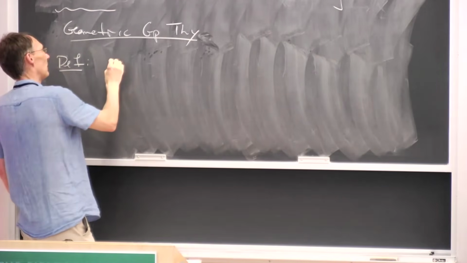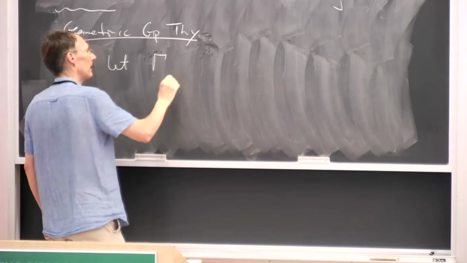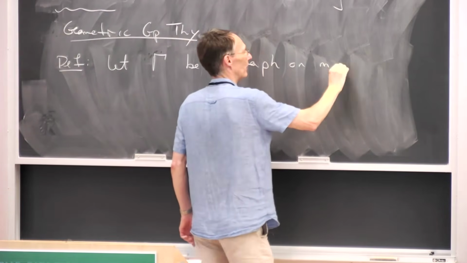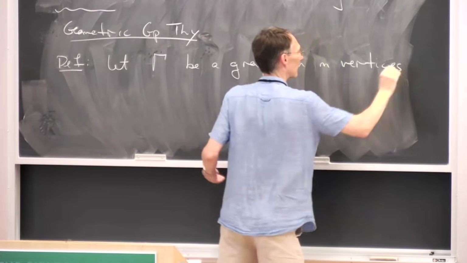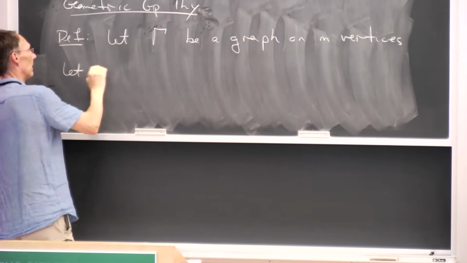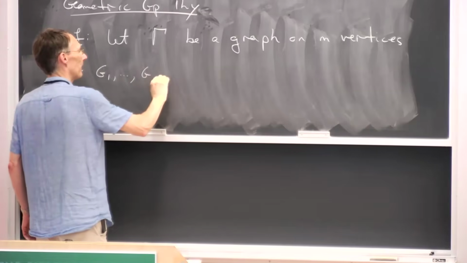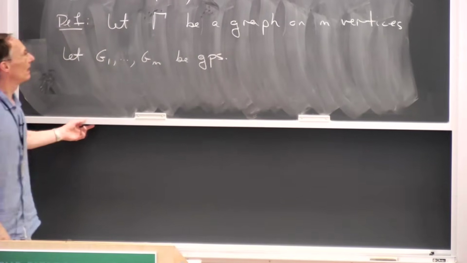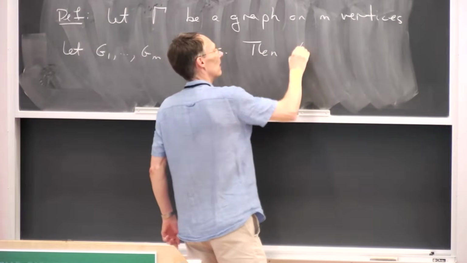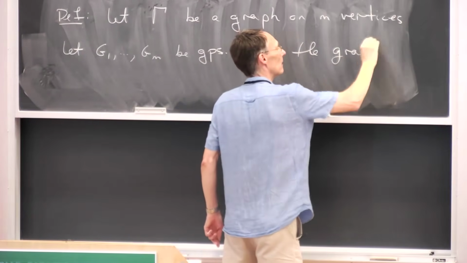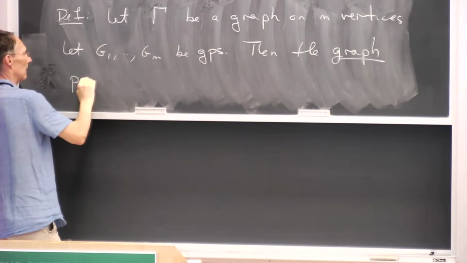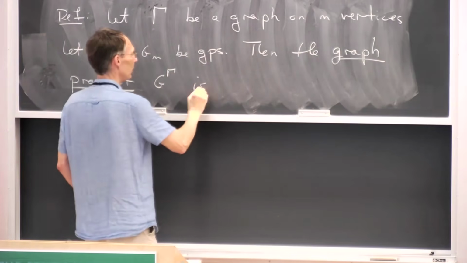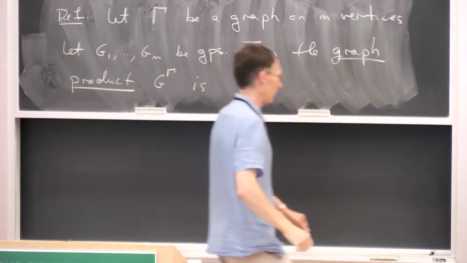So let gamma be a graph on m vertices, and to each vertex, assign a group. Then the graph product G^gamma is the following.